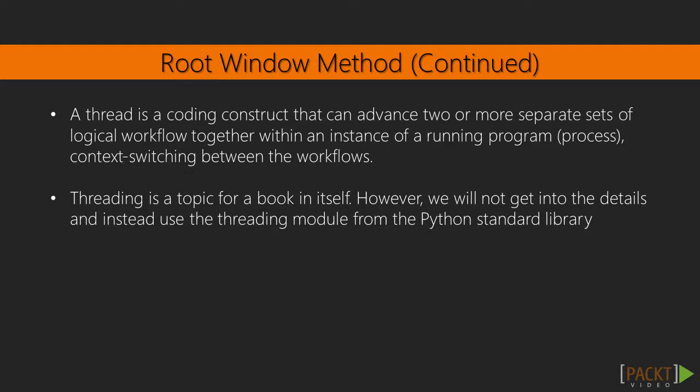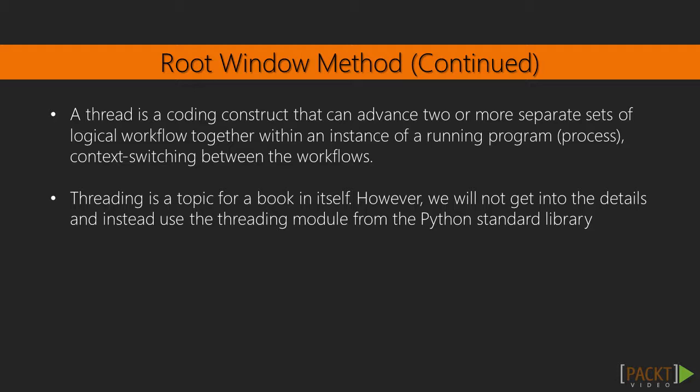A thread is a coding construct that can advance two or more separate sets of logical workflow together within an instance of a running program process, context switching between the workflows. Each thread in a running program gets its own stack and its own program counter, but all threads in a process share the same memory. In contrast to threads, processes are independent execution instances of programs, each maintaining its own state information and address space. Processes can only interact with other processes using inter-process communication mechanisms.